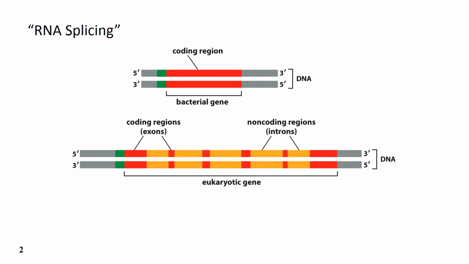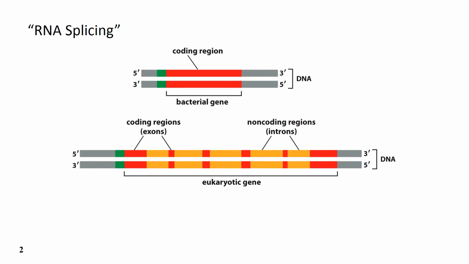Comparing a bacterial gene to a eukaryotic gene, we see the eukaryotic gene on the bottom contains coding regions that will ultimately encode for a protein and be in the mature mRNA, and non-coding regions, identified here as introns, regions that will be removed from a pre-mRNA and will not be part of the mature mRNA.